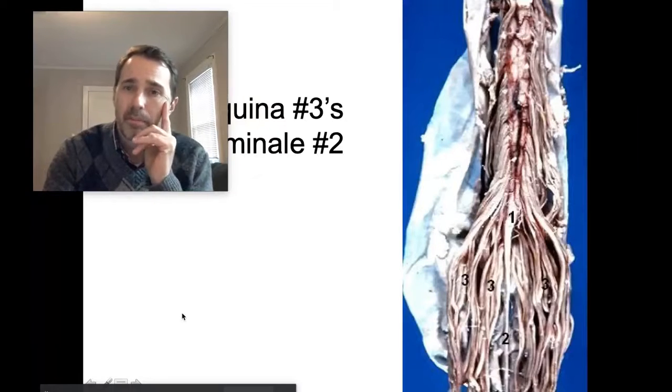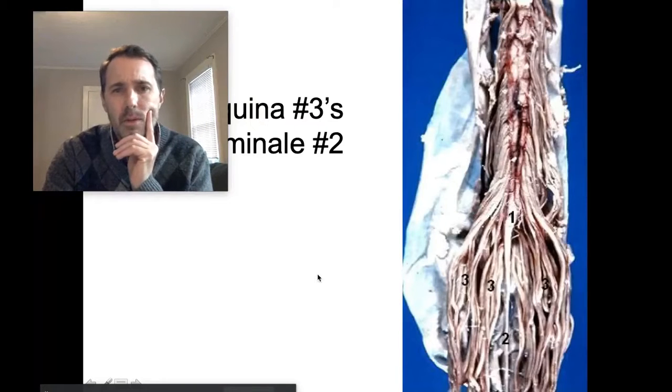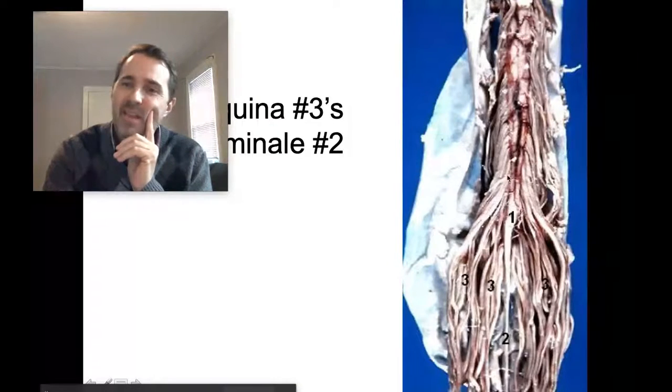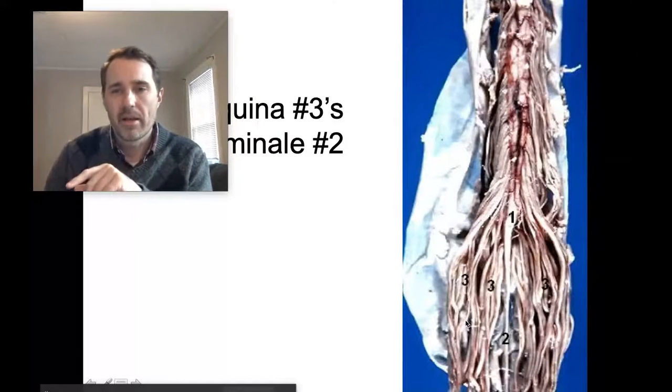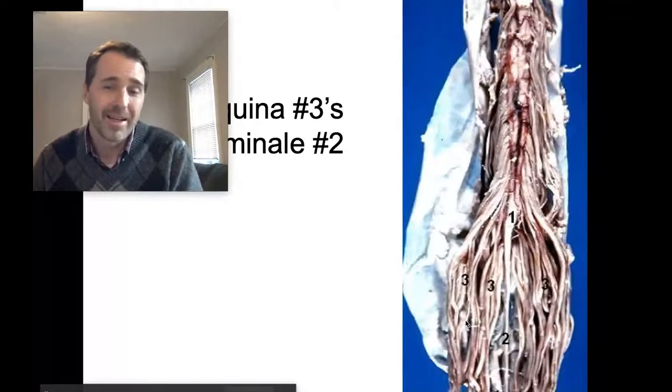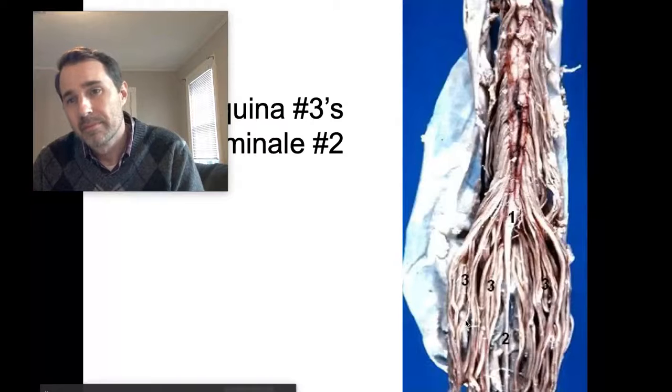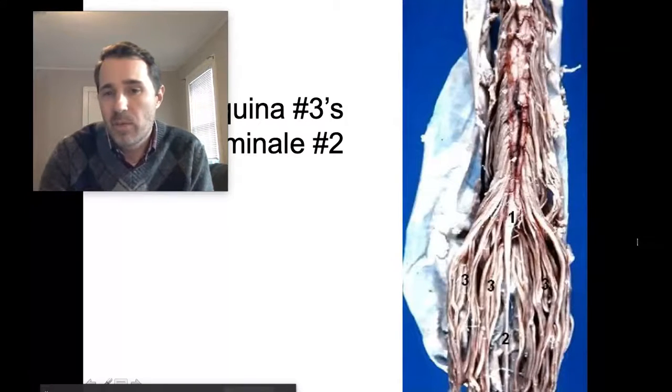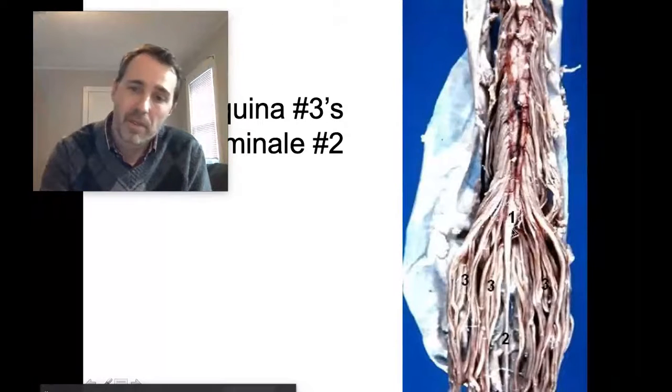And just so you know, at the base of your spinal cord, the spinal cord turns into all these peripheral nerves that look like a horse's tail. The Latin for that is cauda equina. So this is what happens at the sacrum. That's what your spinal cord turns into.